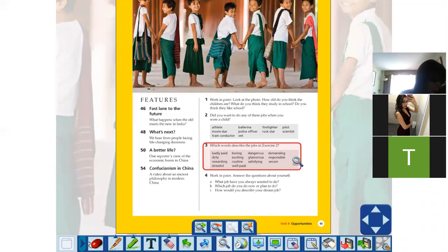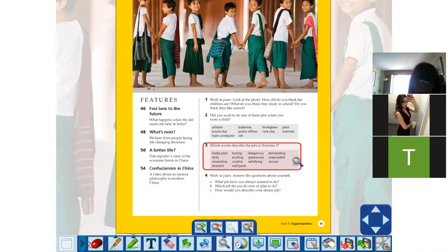Yeah. Okay. And let's say stressful, for example. Which of these jobs can we think of that is a stressful job? Which one could be a stressful job? Well, sometimes a police officer, I think it's very stressful, especially nowadays. Police officer is stressful. I think it's not easy, right?